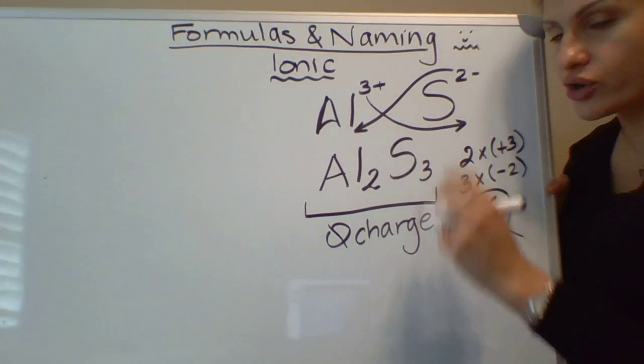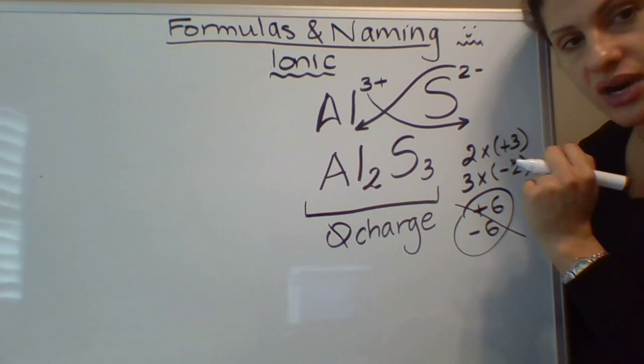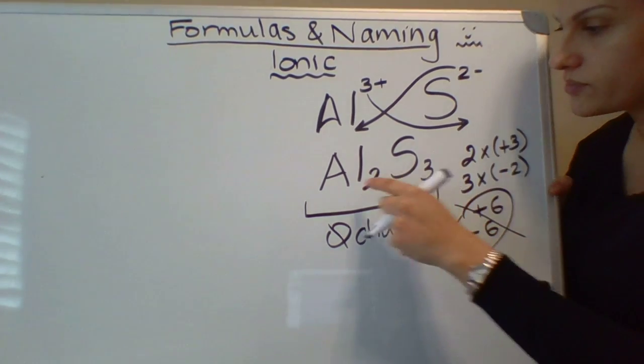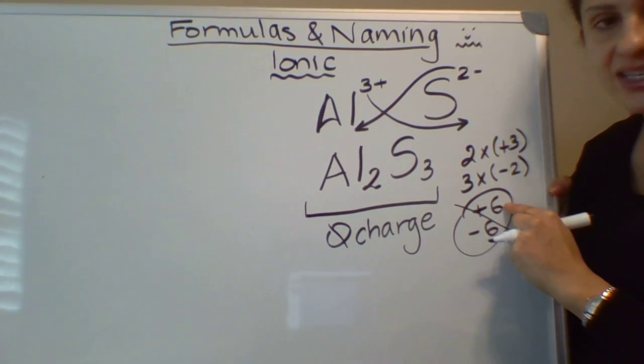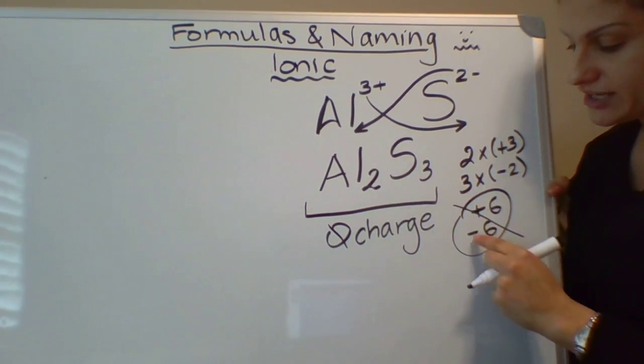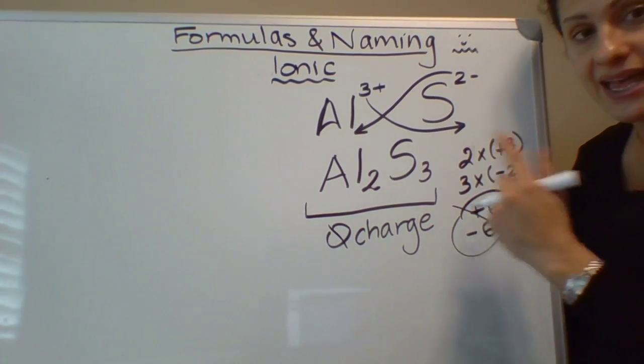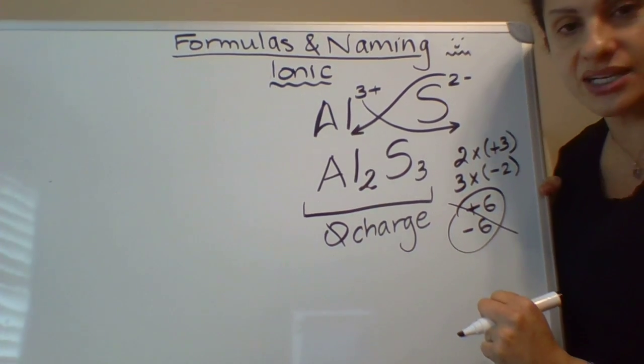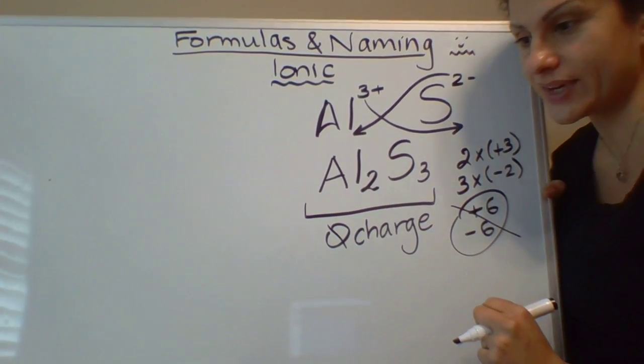So whenever you're not sure whether you've done the crisscross method correctly, calculate the total charge. 2 aluminum gives me a +6 charge. 3 sulfur gives me a -6 charge, ending up with a 0 charge, which is thumbs up, you did it correctly. Okay?